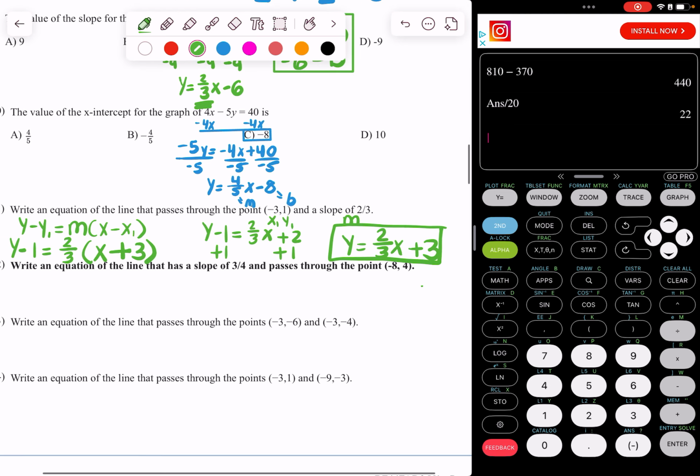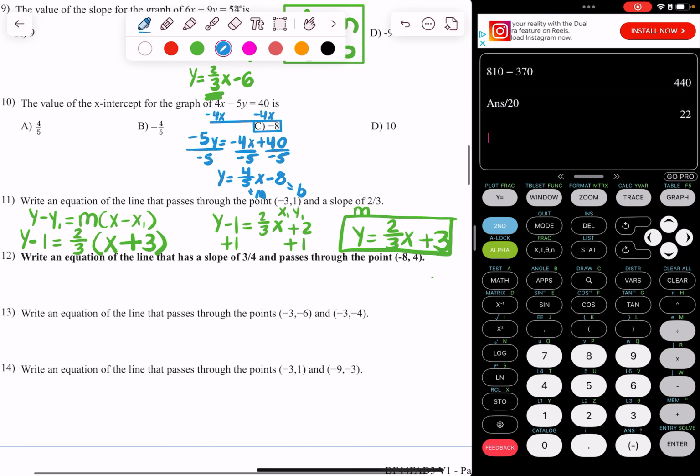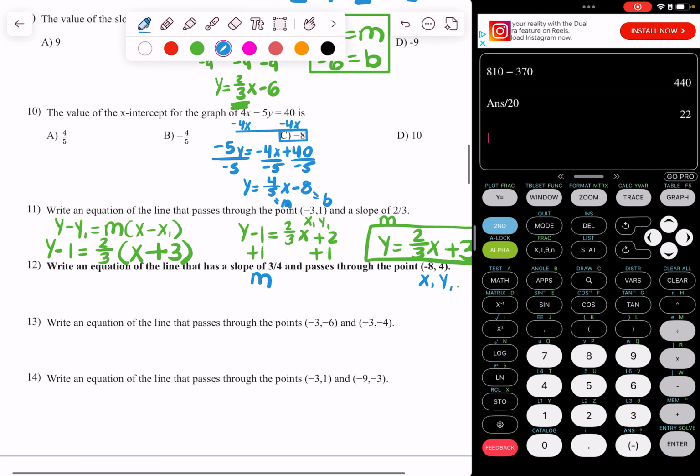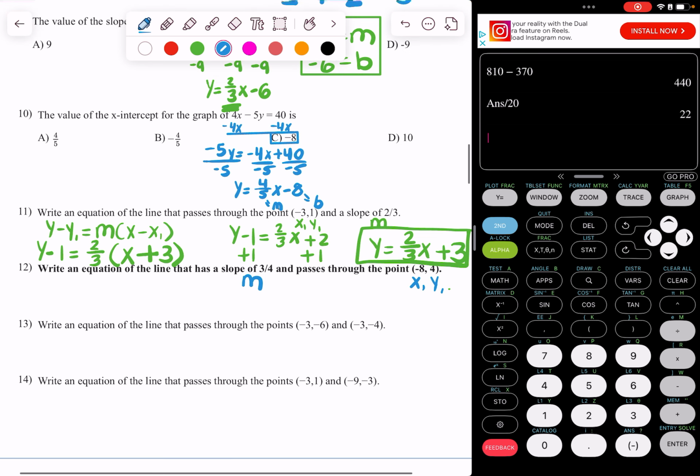Nice job. All right, let's look at this next one. Write an equation of the line that has a slope of 3 over 4. That means that's our m. And passes through the point, being our first x and our first y. All right, point slope formula, again, will be given to you on the reference table the day of the Regents.